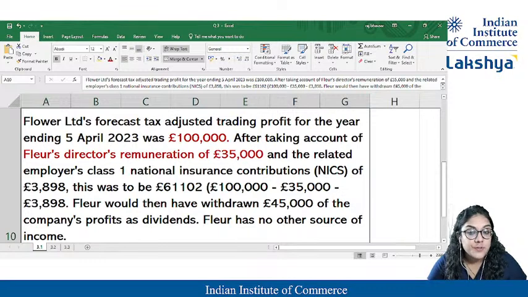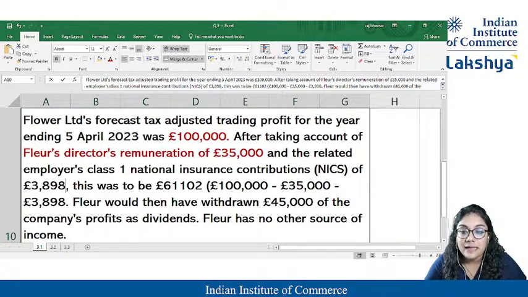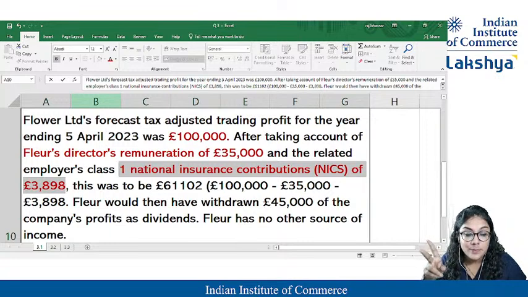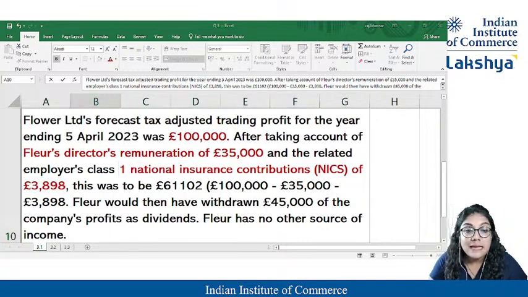After taking account of the Flower director's remuneration of £35,000 and the related employer's class 1 NICs of 3898. So already they have given in the question the class 1 NIC. Why have they given it? Because when it is an employee-employer relationship, the employer has to pay class 1 contributions, isn't it? So the employer has to pay its class 1 NIC.